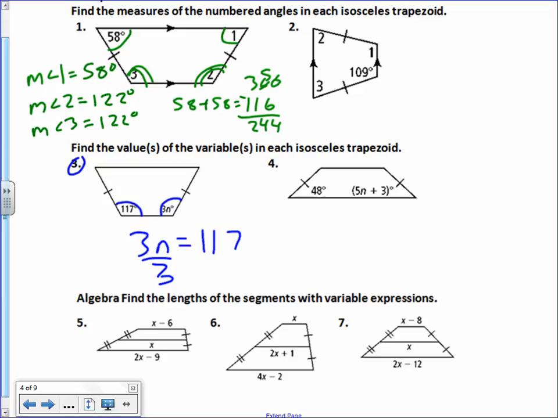But again, we're trying to find the values of the variables, okay? So it doesn't really matter about the angles right now. We just want the variables. We know they're both going to be equal to 117, though. Divided by 3, n equals... What's 117 divided by 3? I forget. That goes in 3 times. 9, 2, 7. That goes in 9 times 27. Nothing left. So 39 would be n.